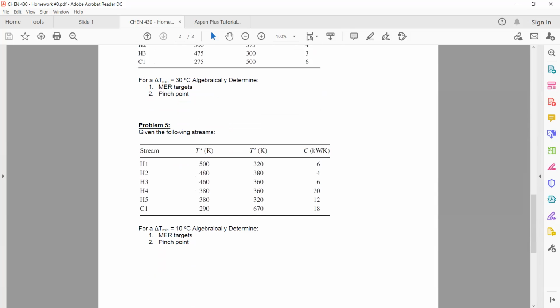This problem is unique in the sense that I have 5 hot streams and 1 cold stream. It's a very special type of process. Algebraically, when designing the heat exchange network, it's a unique system. But for our case, let's just write down the streams.